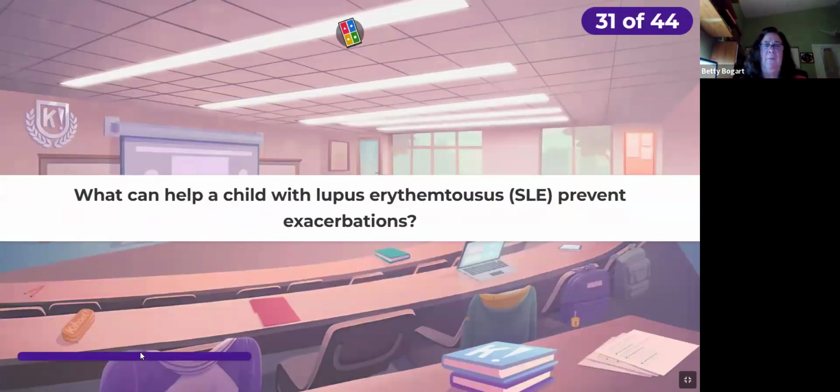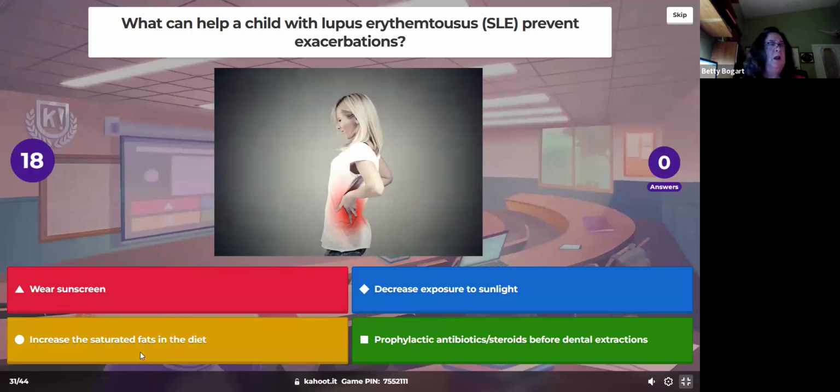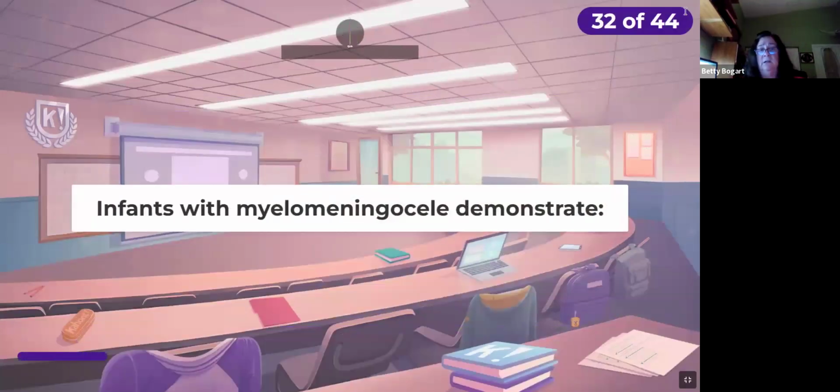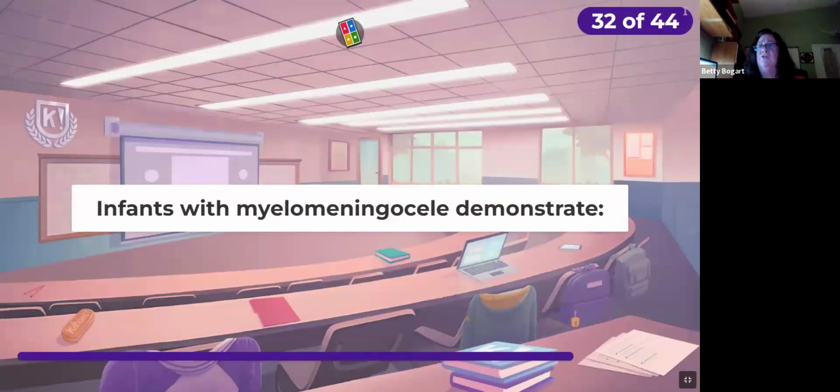Multi. What can help a child with lupus erythematosus prevent exacerbations? What I told you, one of the biggest things is with lupus. You know, lupus is an autoimmune disease. So one of the things with lupus is to be careful with sun and to wear sunscreen, of course. And then, of course, it's prophylactic antibiotics before things like dental extractions. They're immunosuppressed.